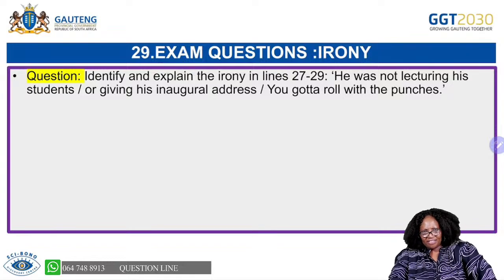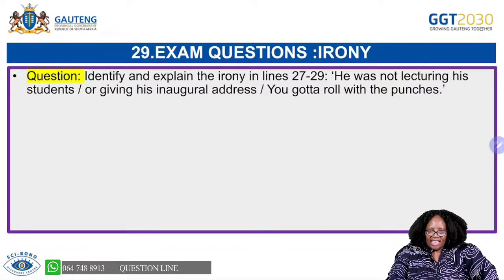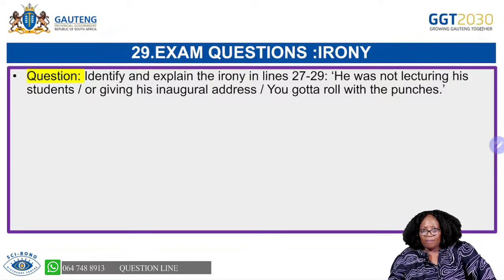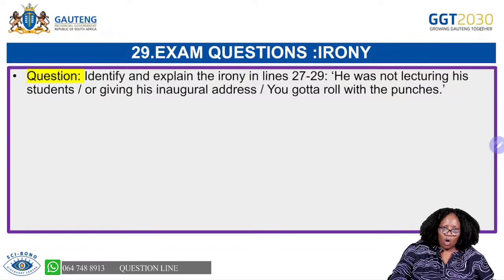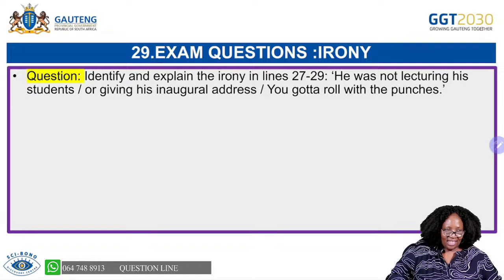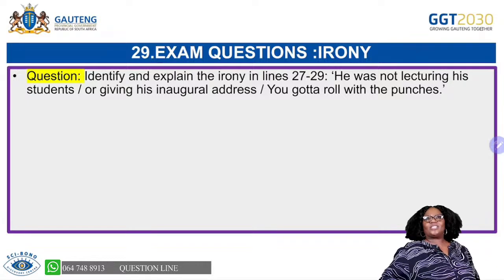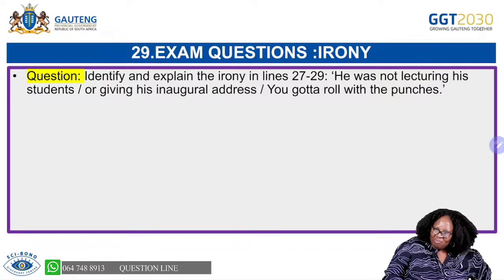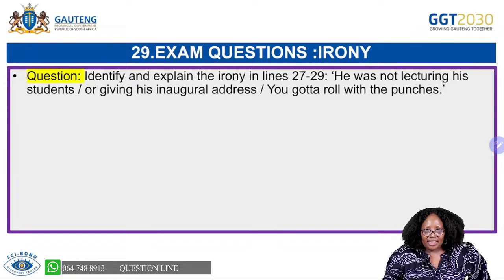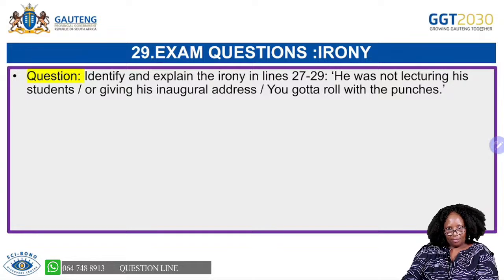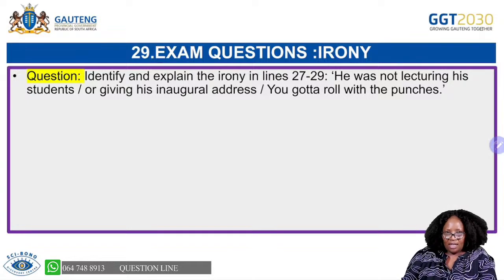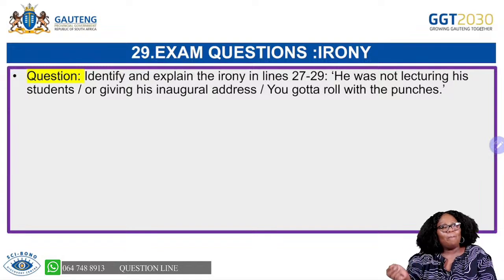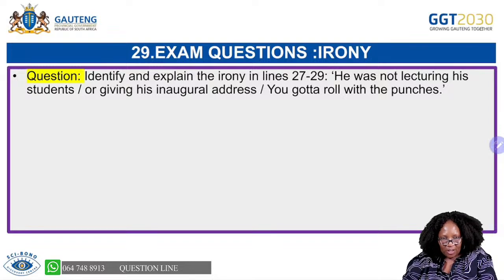Remember how you arrived late in Miss Peterson's class or Miss Mtimkulu's class? And she looked at you and said, "Wow, welcome, early bird." But you are 30 minutes late. There's an irony, isn't it? It's like the teacher is giving you a compliment for arriving early, yet you came late. So there's an irony, in simple terms.